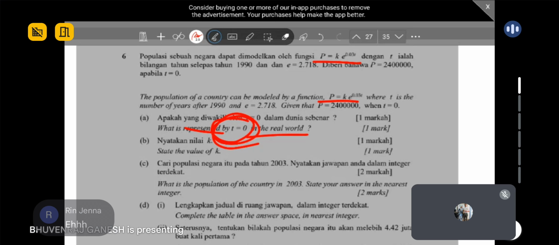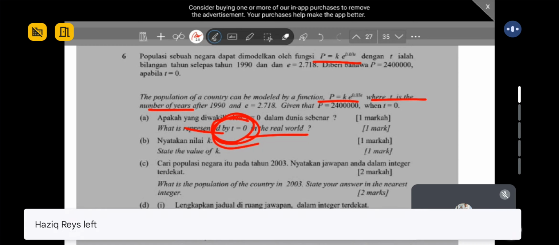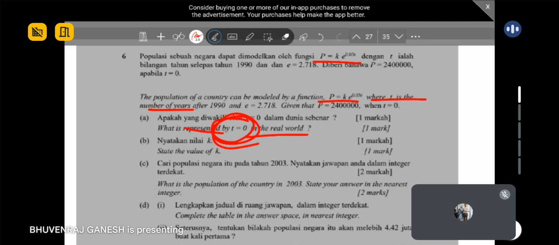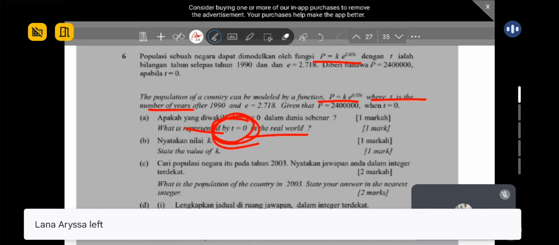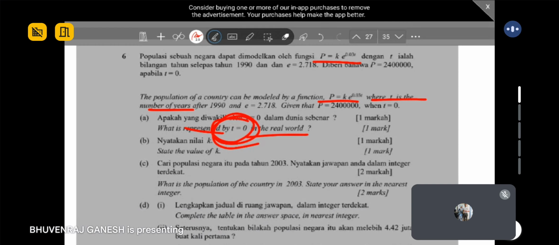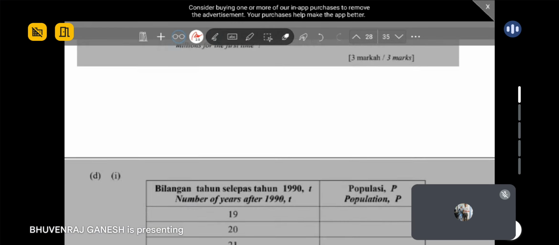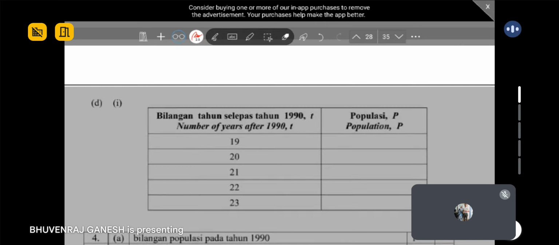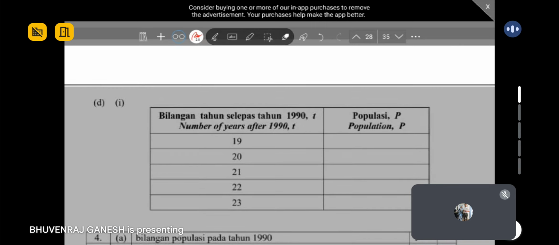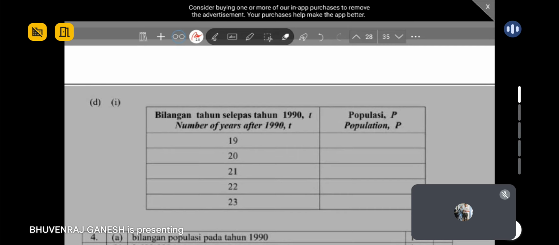So guys, how? Okay, so you know that T is the number of years after 1990. So T sama dengan kosong maksudnya apa? Yes, 1990. Am I right? So the answer is bilangan populasi pada tahun 1990. Okay, so it's the number of population in the year 1990. Do you understand? That is the answer for part A. You must write like that. Okay, so this is your answer for part A. Boleh? Can. So you just say the number of population in 1990.